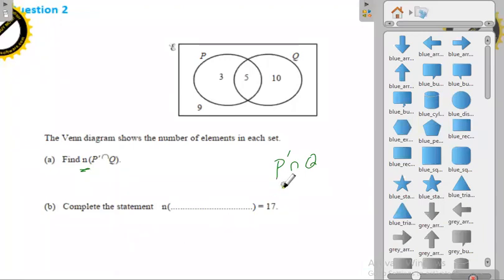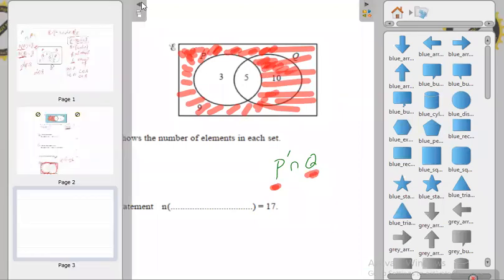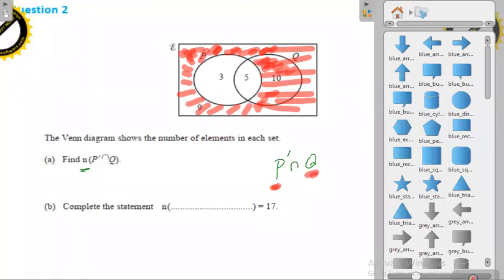So first of all, P complement I will shade. P complement means outside the P. Okay, shade outside the P. Okay, I shaded outside the P. Then Q, inside the Q I have to shade. So, okay, let's see. Inside the Q will be this one.